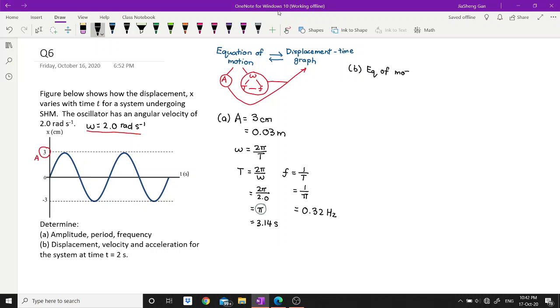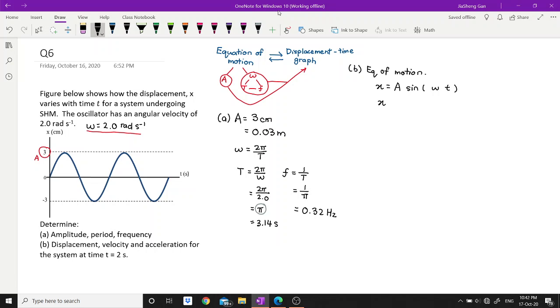Since we need the equation of motion, I believe it's a good time to construct the equation right now. We know that the general formula is x equals amplitude times sine omega t.